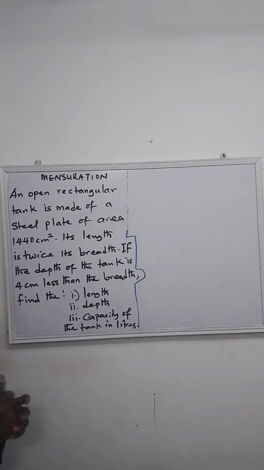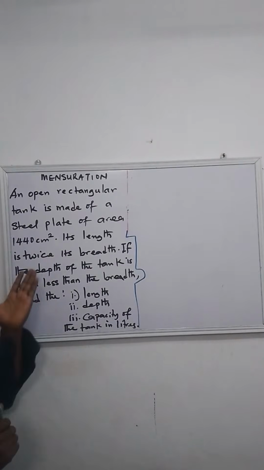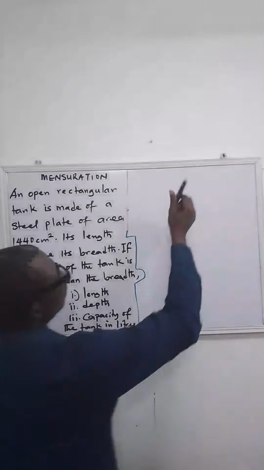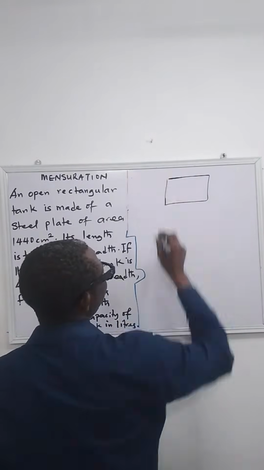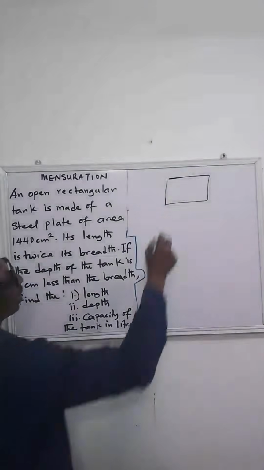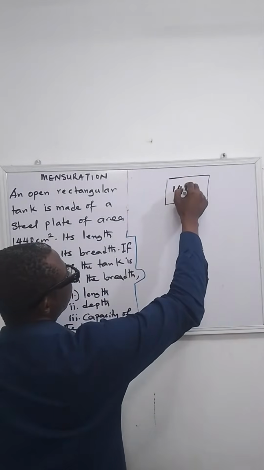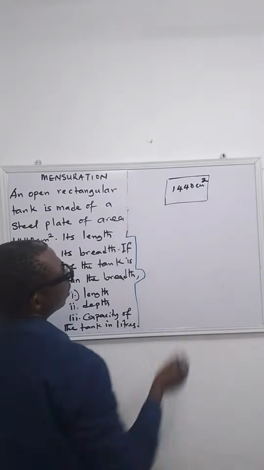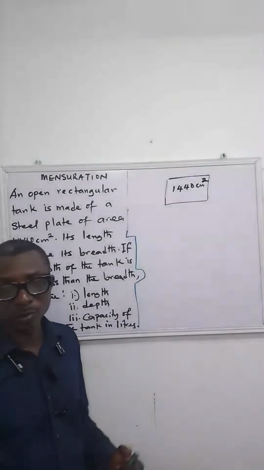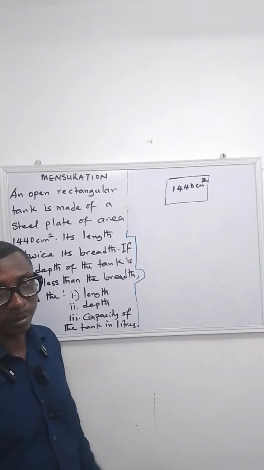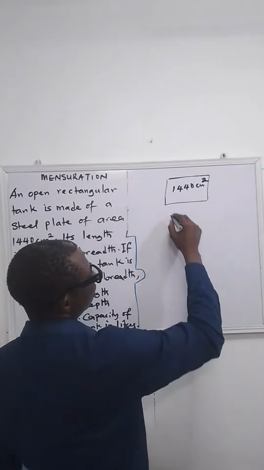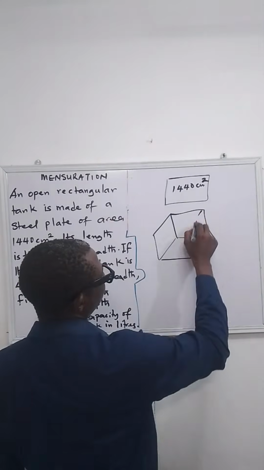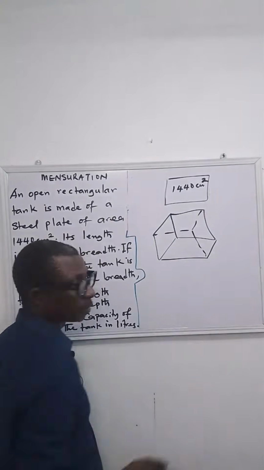So how do we go about this? Now, the first thing is to understand what the question is talking about. We have a plain sheet, metal sheet, which area is 1,440 centimeters square. Okay, it is bent to form a tank. Okay, the tank is like this. Okay, just like a cuboid.